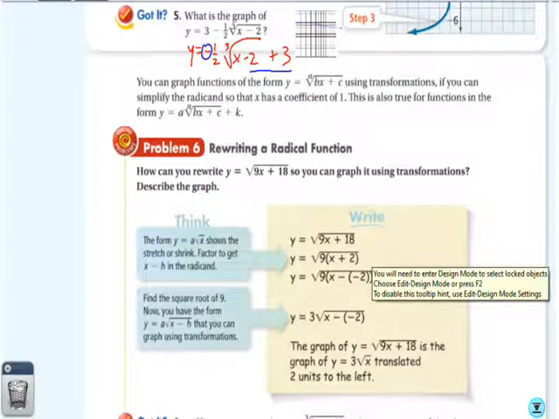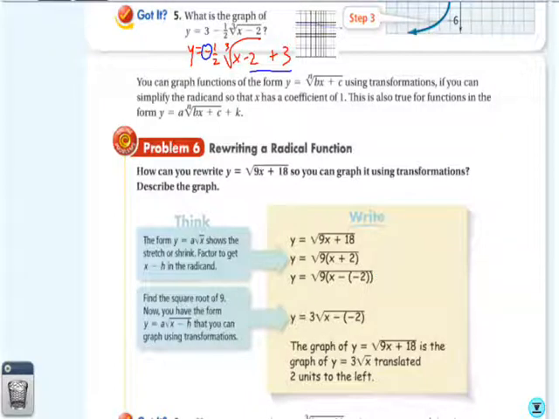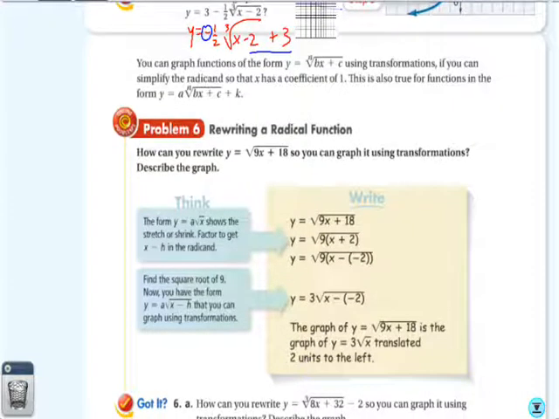So we can graph functions of the form y equals the nth root of bx plus c using transformations if you can simplify the radicand so that the x has a coefficient of 1. Okay? So here's what we mean by that. How can you rewrite this so that x has a coefficient of 1? So what we do is we factor on the inside. So we factor right there, and then we can take the square root of this 9, so the 3 comes out. So it's been stretched by 3 and translated 2 to the left.